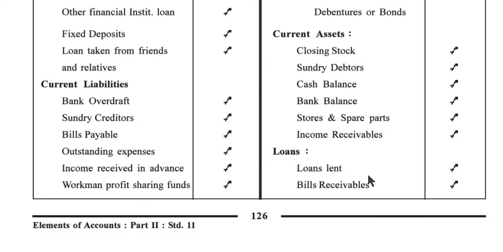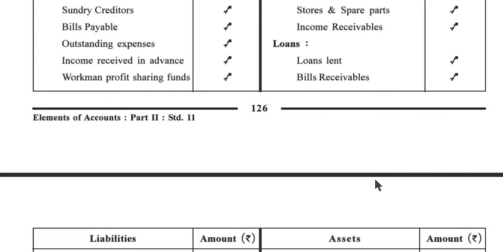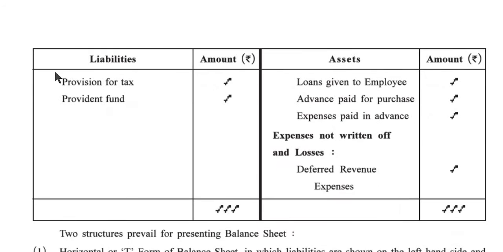And loans, advances and bills receivable. Bills receivable is also our asset. Now on the liability side, provision for tax, provident fund. And loans given to employees, it is our asset. Advance paid for purchase, it is our asset. Expense paid in advance, then it is also our asset. Expenses not written off and losses, deferred revenue expense.